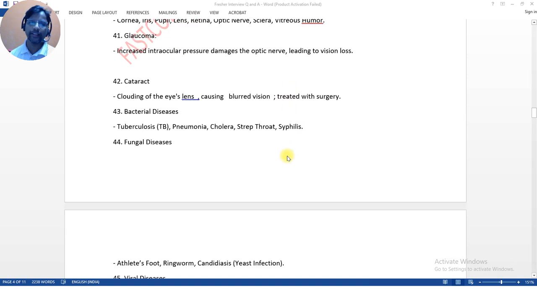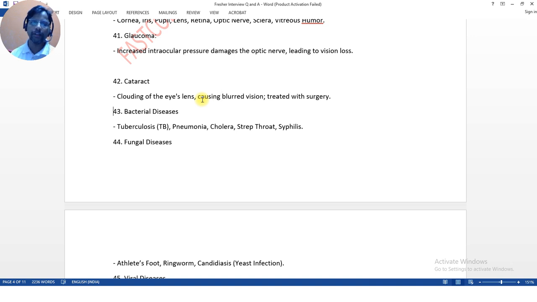Okay. Next is, what is cataract? It is clouding of the eye lens causing blurred vision, which is treated with surgery. Okay. So in the interview, if they ask you what is cataract, you say clouding of the eye lens causing blurred vision. So you can't see properly, and you will see everything blurred. For that we have surgery. Usually we call it cataract surgery. Using cataract surgery, the patient undergoes a procedure in order to treat this blurred vision.